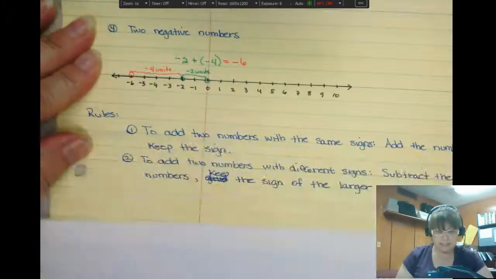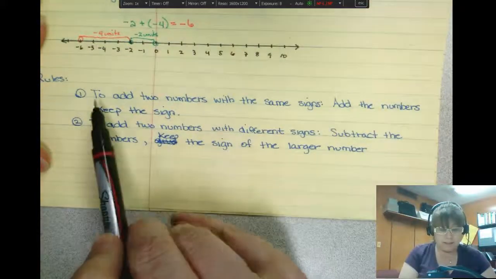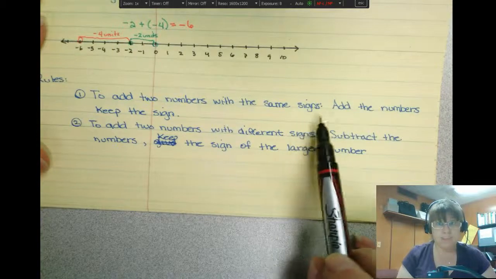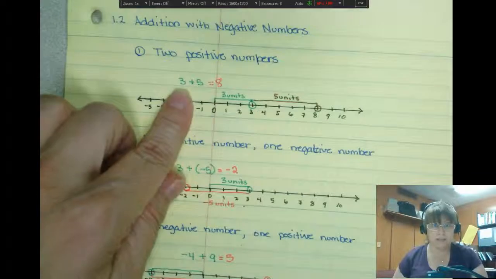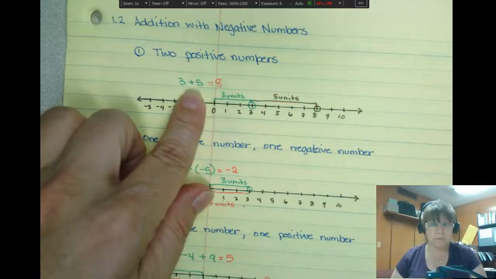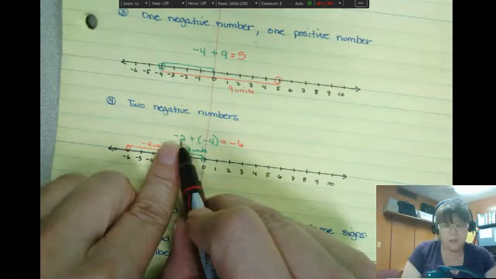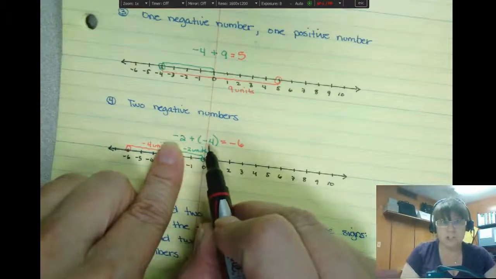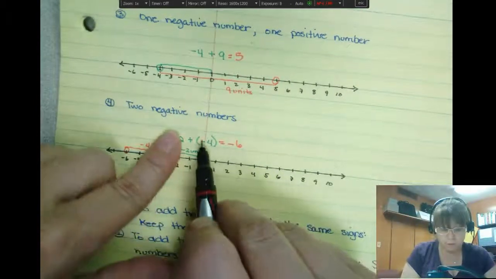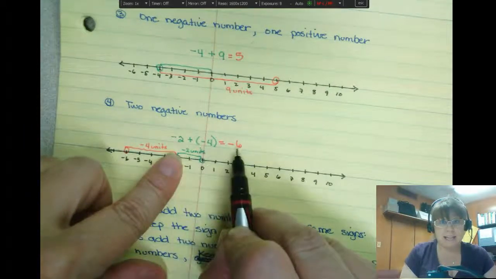So let's take a look at this. What did we do? Well, to add two numbers with the same sign, we just add the numbers and we keep the sign. For example, positive 3 plus positive 5, we add the two numbers, 3 plus 5, and we keep it positive. For the two negatives, think of it like this. The negative 2 and the negative 4 have the same sign, so just work with the 2 and the 4. So 2 plus 4 is 6, and we keep the sign as negative.